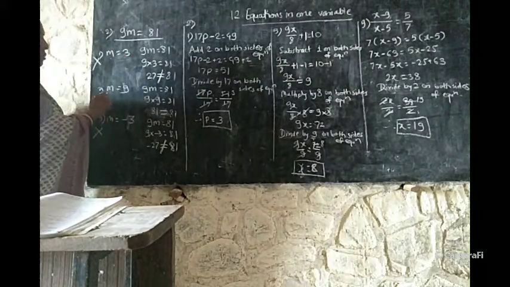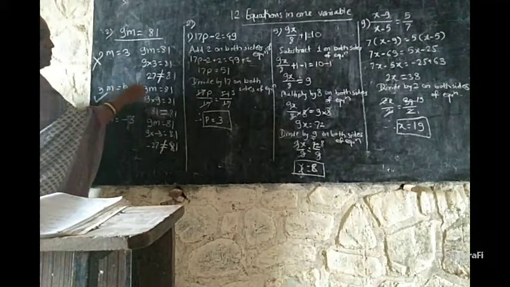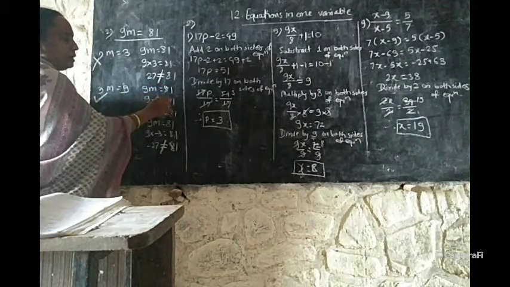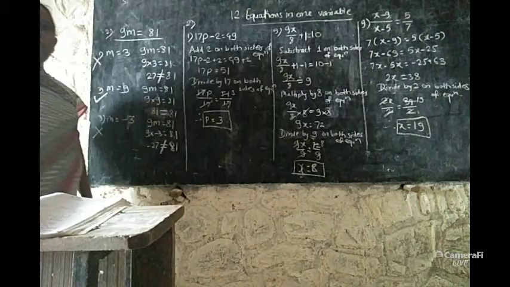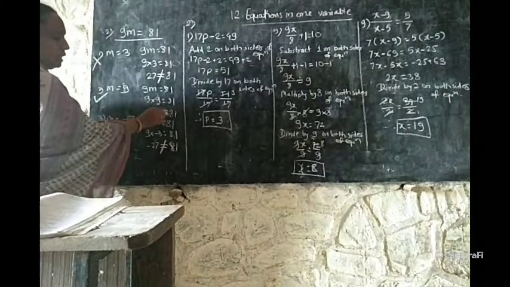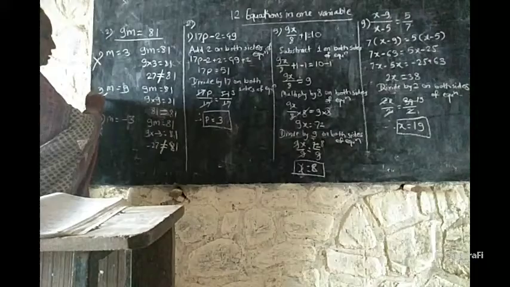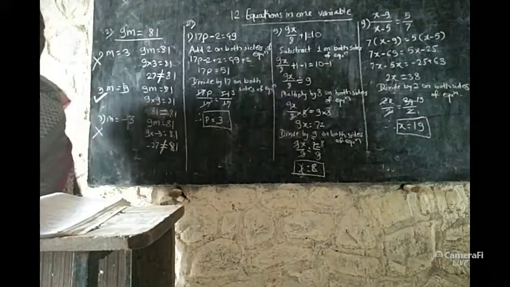Then take the second value, m is equal to 9. Put the value in the equation. 9m is equal to 81. 9 into 9 is equal to 81. 9 times 9 is 81. We can see that both sides of the equation are the same. Therefore, m is equal to 9 is the solution of this equation.